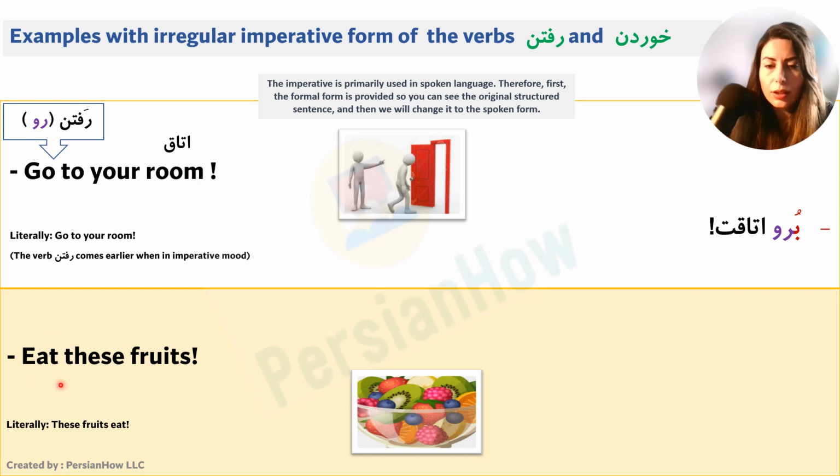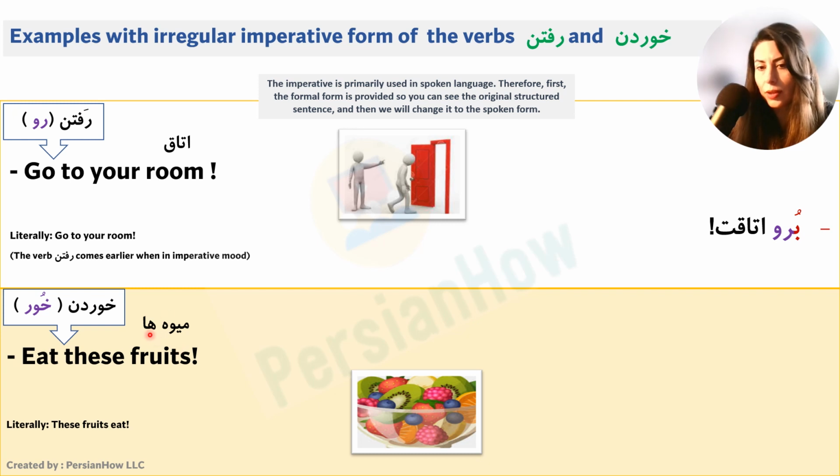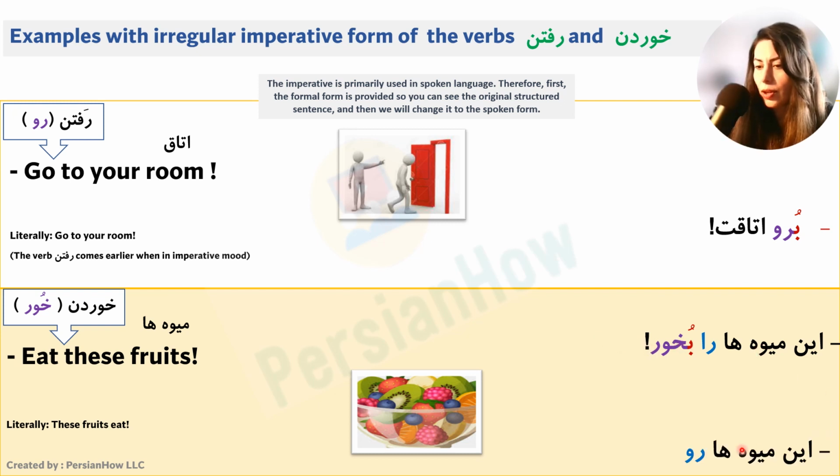And then the other one, eat these fruits. So خوردن, خور is a present stem. Fruit, fruits, میوه ها. این میوه ها را بخور. So again, we don't say بخور, we say بخور. این میوه ها را بخور. That's a little bit formal. Let's turn it more spoken. این میوه ها رو بخور. One more time. این میوه ها رو بخور.